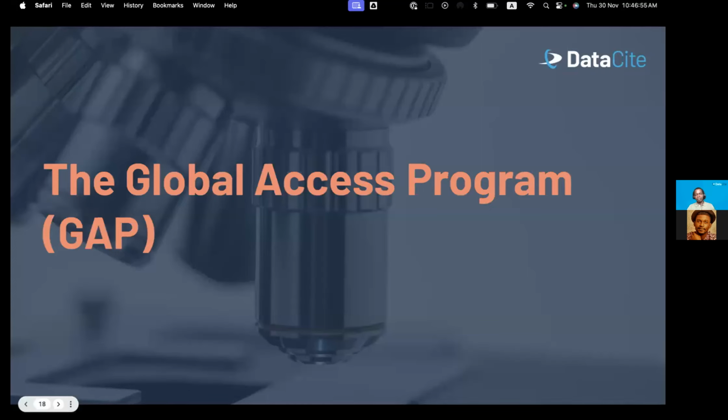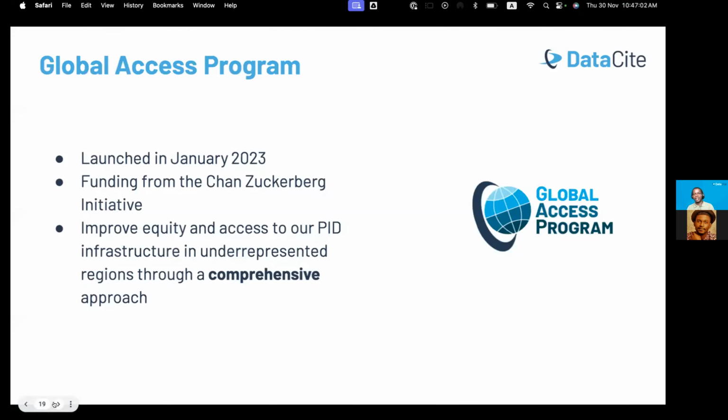Also, now, the Global Access Program, GAP. This is another initiative from DataCite, which was launched in January 2023 this year. The funding is from the Chan Zuckerberg Initiative, and it is to improve the equity and access to persistent identifier infrastructure in underrepresented regions through a comprehensive approach. So Africa is part of the underrepresented. We have seen the statistics that I showed earlier.